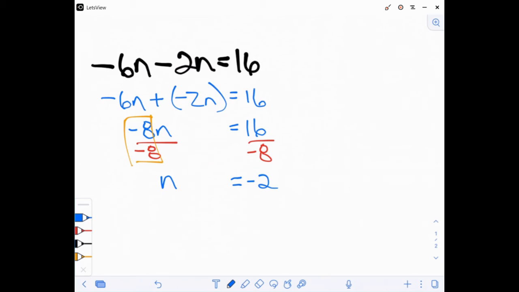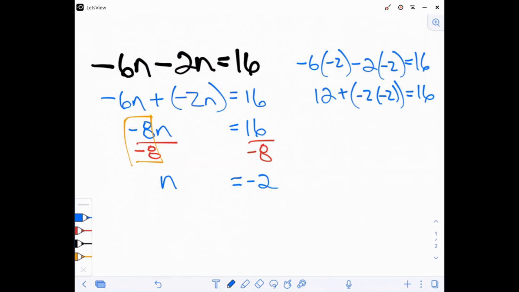I can check my work. I substitute the value of n back into my original equation. Negative 6 times negative 2 minus 2 times negative 2 should equal 16 if I have the right solution for n. I multiply two negatives together. Negative 6 times negative 2, that's 12. Let's add these two together to make it easier to understand. Adding negative 2 times negative 2.